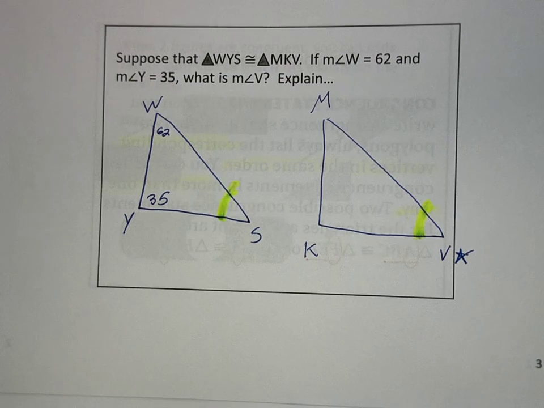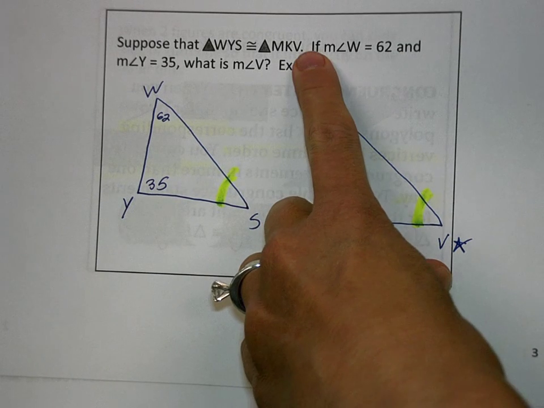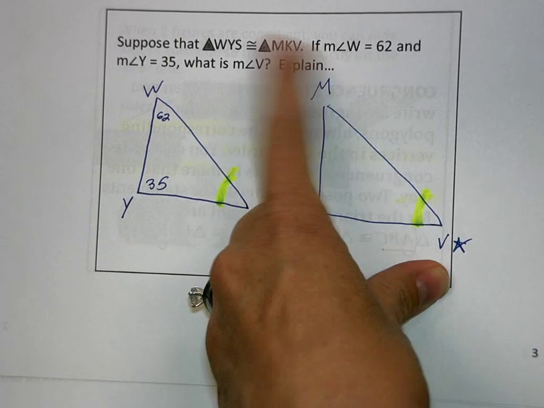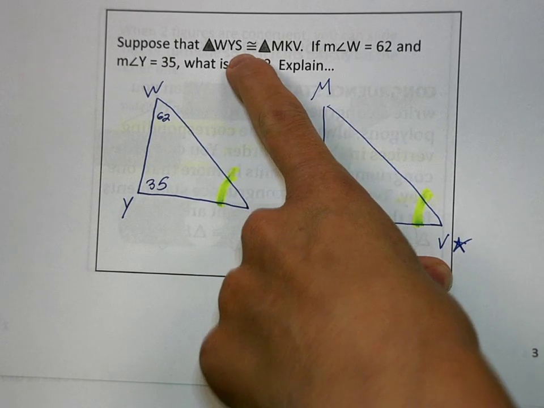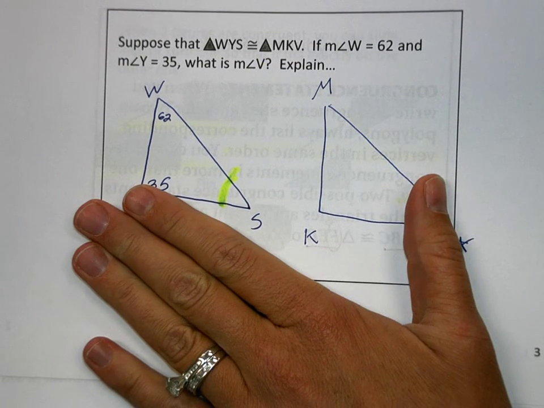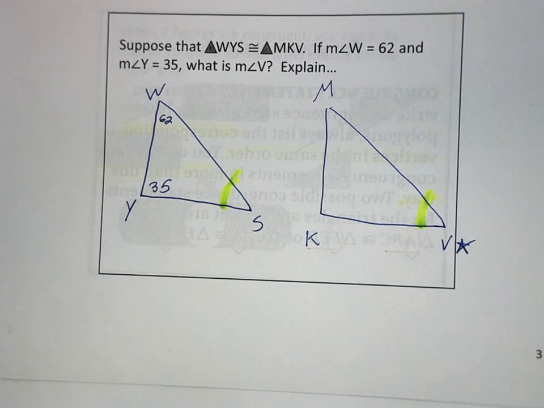How do I know that? Well, remember how we have to write the letters in the correct order? And so do you see on this how V is here? So in that same spot is S. It had nothing to do with the way they're drawn or the way they look. You want to look at where it is in the statement.